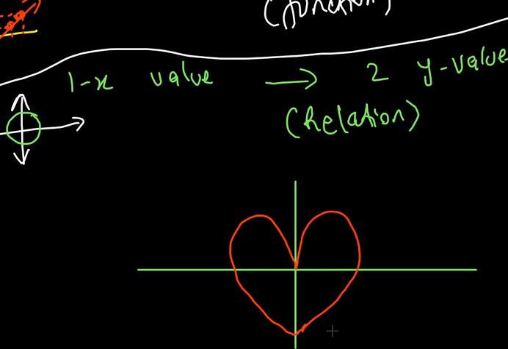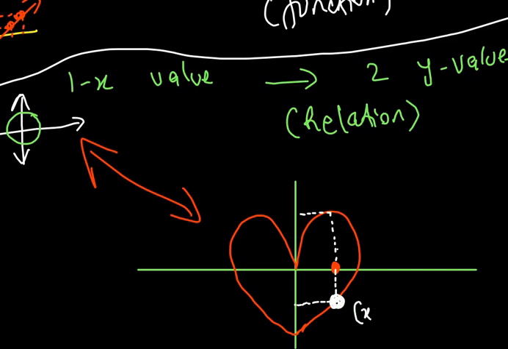So both of these are not functions. We call them relations. Why? Because I want you to check if there is an x value here, it's going to be mapped to this y value. At the same time, it's going to be mapped to this y value. What we mean is that if you had a point here, the x of that point is going to be mapped to this y here.